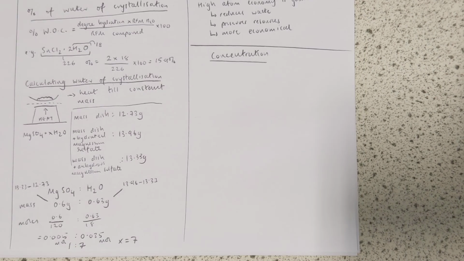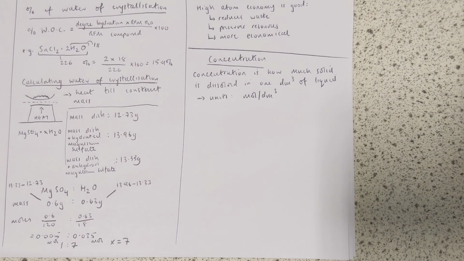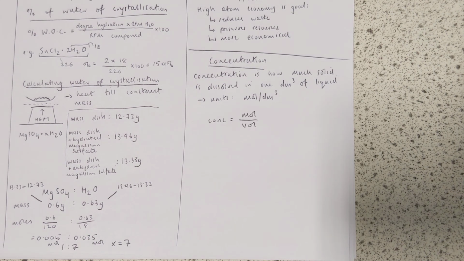The final section to look at is calculating the concentrations of solutions. Concentration just gives you an indication of how much solid there is that's been dissolved in 1 decimeter cubed of the liquid, which is normally water. Now, decimeter cubed is a bit of an unusual volume value. A decimeter cubed is equivalent to a litre. Standard units for concentration are the number of moles per decimeter cubed, which gives us mole per decimeter cubed as our unit. The equation we use to calculate concentration values is concentration equals moles divided by volume.